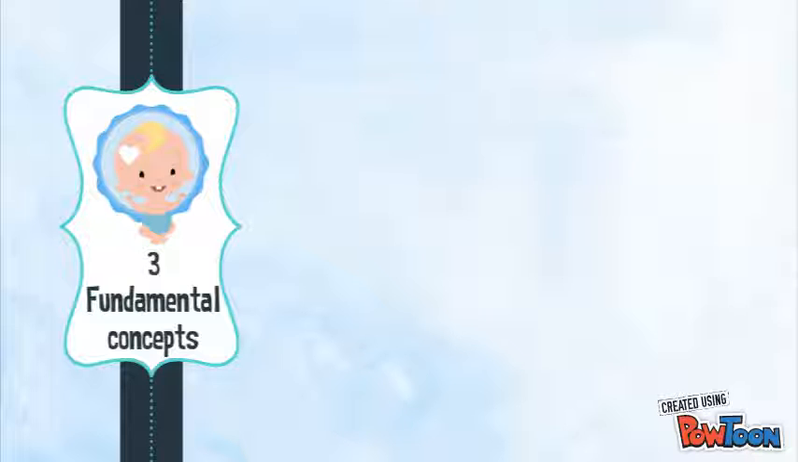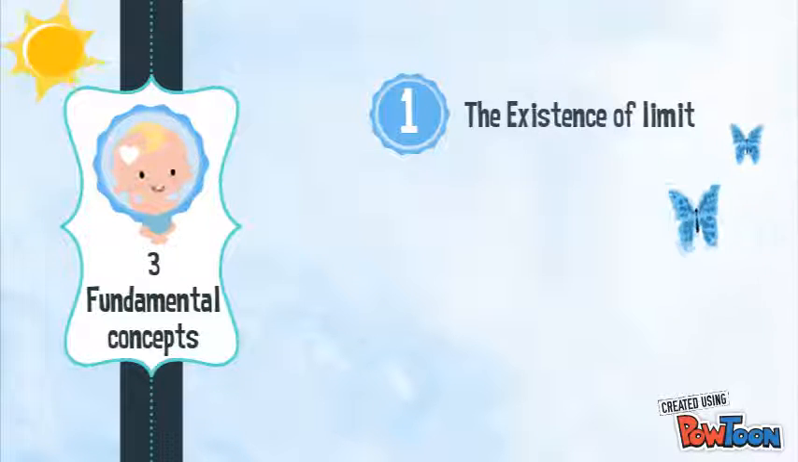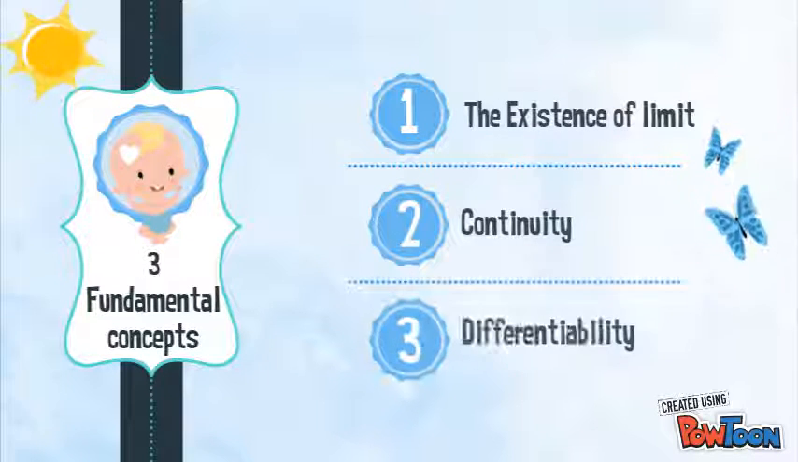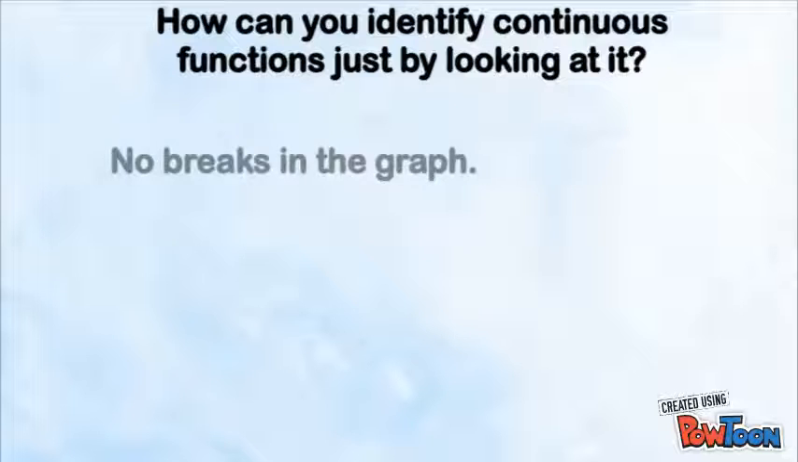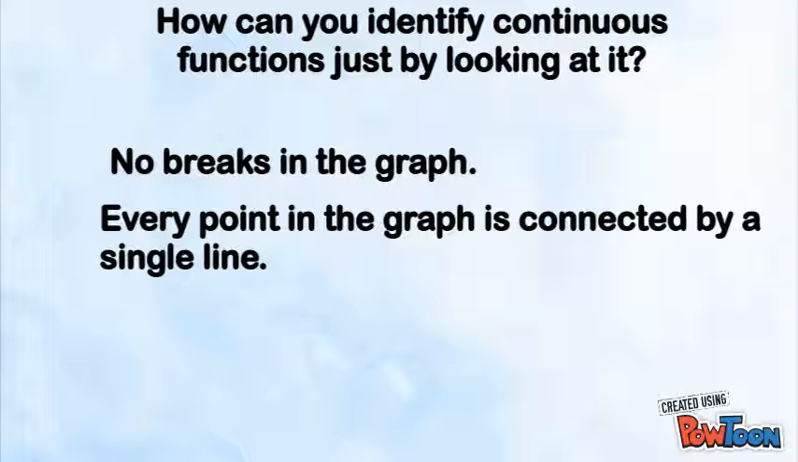There are three main fundamental concepts you should know about. They are the existence of limit, continuity, and differentiability. So, how can you identify continuous functions just by looking at them? First, you can tell if a function is continuous if there are no breaks in the graph. Second, every point in the graph is connected by a single line.